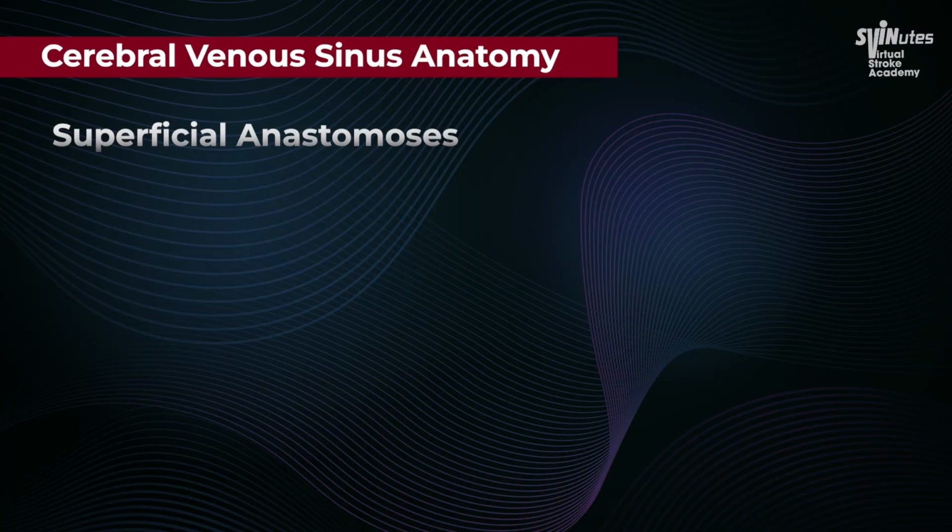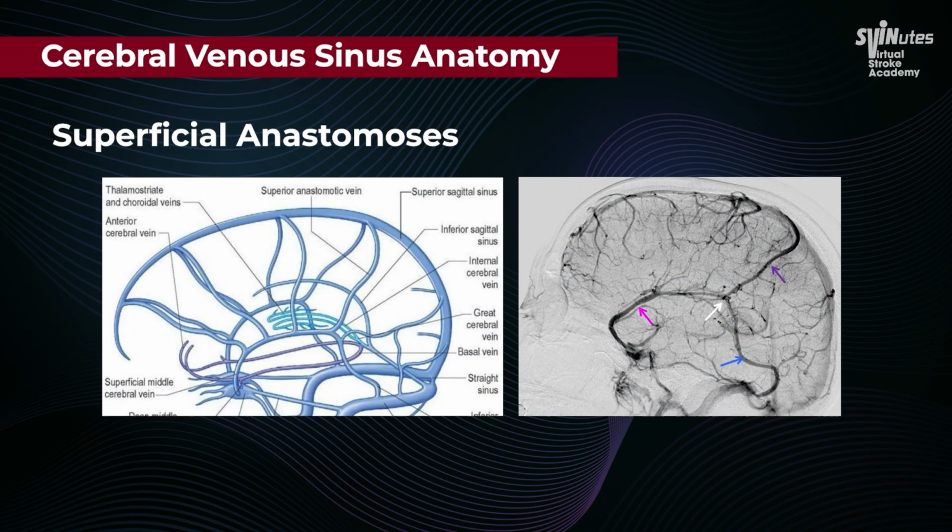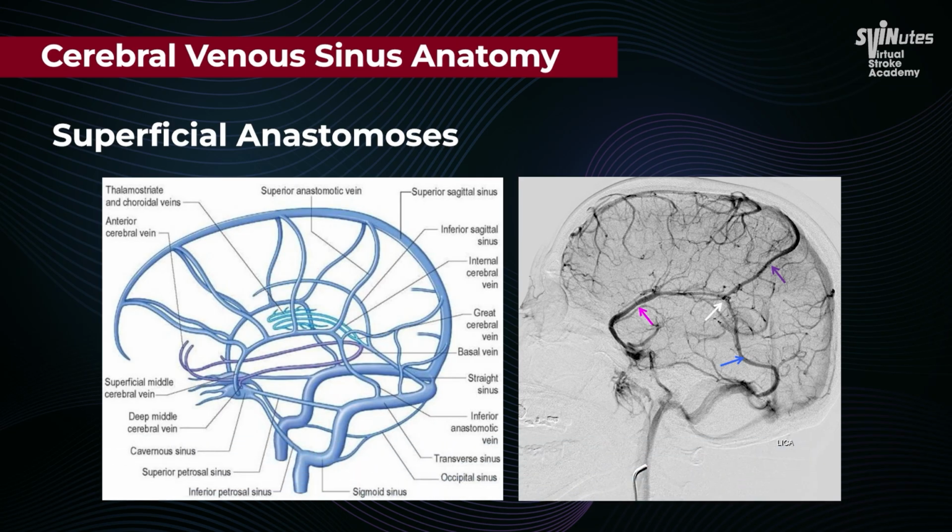Now, it's important to note that each one of these sinus systems, both the deep sinus system and the superficial sinus system, both have anastomoses. So what I'm showing on this slide is the convergence of the superficial anastomoses. So that's going to be the superior cerebral vein, which is going to come in from the anterior surface, and it's going to anastomose with the vein of Trolard, which is going to be your predominant cortical vein that goes to the superior sagittal sinus, and with the vein of Labbé, which is going to be your predominant venous drainage going into the transverse sinus.